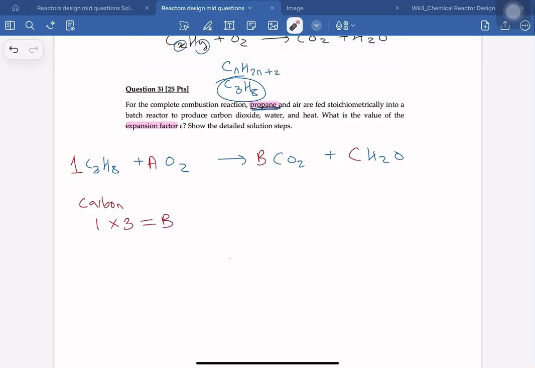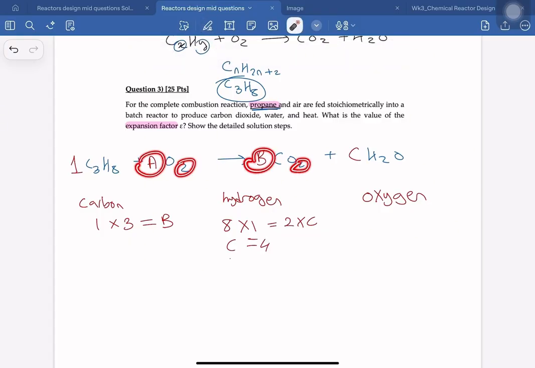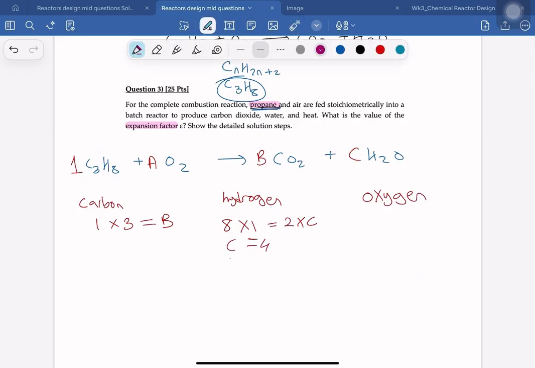إنزين بعدين بنشوف الهيدروجين atoms عندنا هني 8 times 1 وهني عندنا 2 times C. So 8 times 1 equals 2 times C يعني C is equal to 8 divided by 2 which is 4. بعدين الأكسجين atom عندنا 2 times A, 2 times B, 1 times C. So 2A is equal to 2B plus C. عندنا ال B وال C من هني we're gonna substitute so 2A is equal to 2 times 3 plus 4 which is 10, over 2, A is equal to 5.